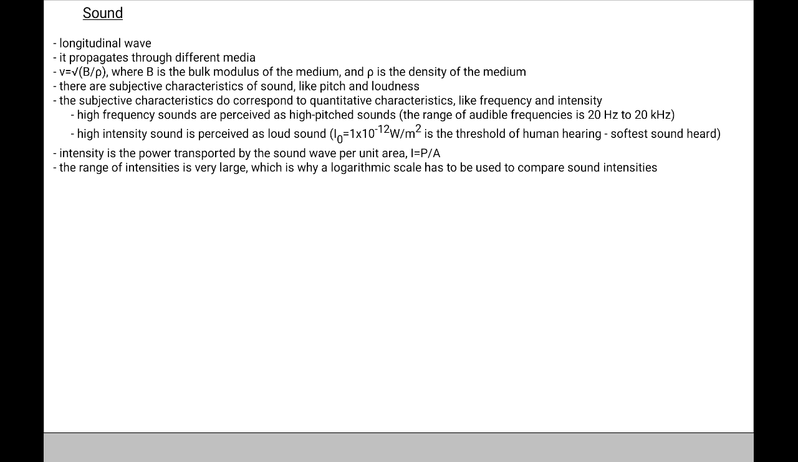The range of intensities of sound is very large, starting at the threshold of human hearing, 1 times 10 to the negative 12th watts per square meter. So when we want to compare sound intensities, we have to use a logarithmic scale. The sound level is beta, and it's measured in decibels. We're using the sound level to compare sound intensities. The equation for the sound level is 10 decibels times log of the intensity of a sound divided by the threshold of human hearing.